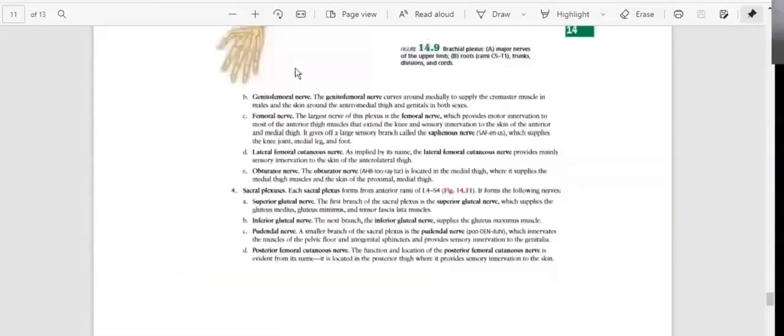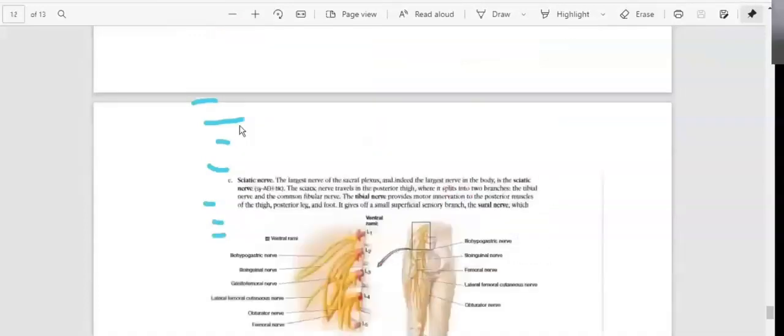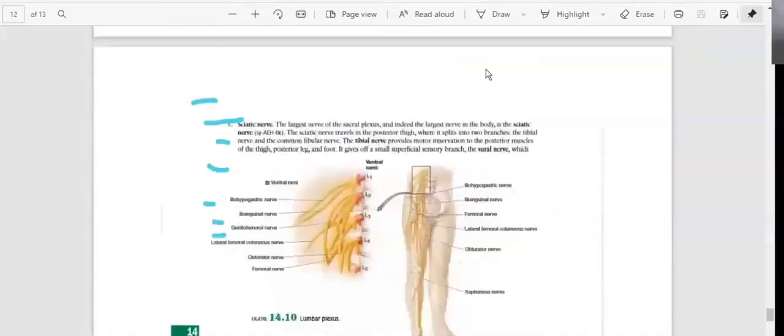We were talking about the branches of the lumbar plexus. We have genitofemoral, femoral, lateral femoral, as well as the obturator nerve. And we also said that the sacral plexus at the very bottom is going to help us move the posterior muscles in our legs. Branches of this are going to be superior gluteal, inferior gluteal, pudendal, but we're going to have a very big and important nerve in there, which is the sciatic nerve, which is this one. So the sciatic nerve is going to be a branch of the sacral plexus.